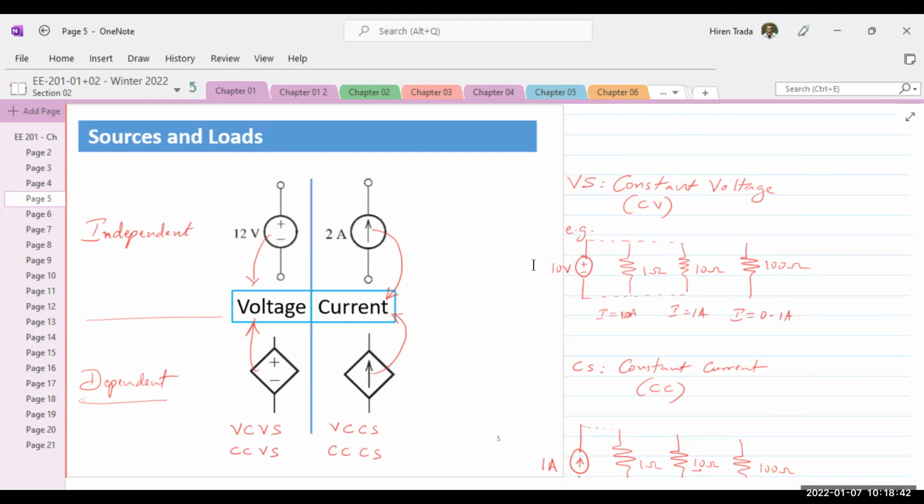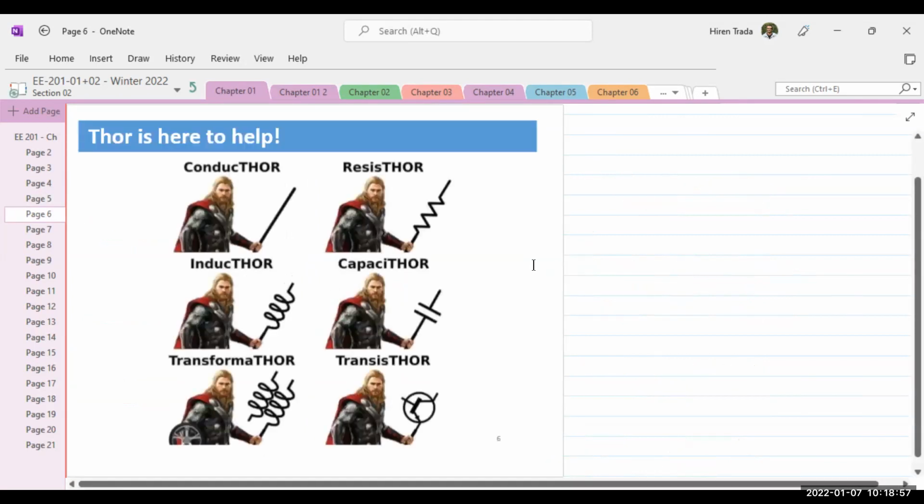A dependent source, however, depends on something else. We will not do any problems or any problem solving using dependent sources, but it's just something that students should be familiar with, right?